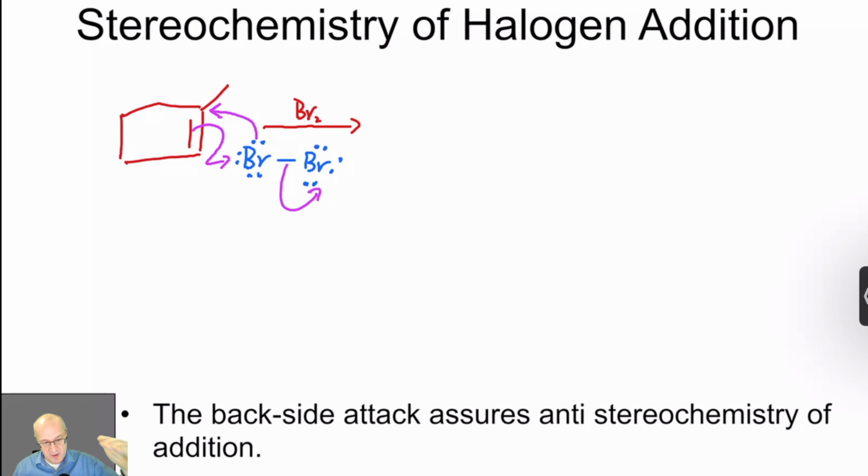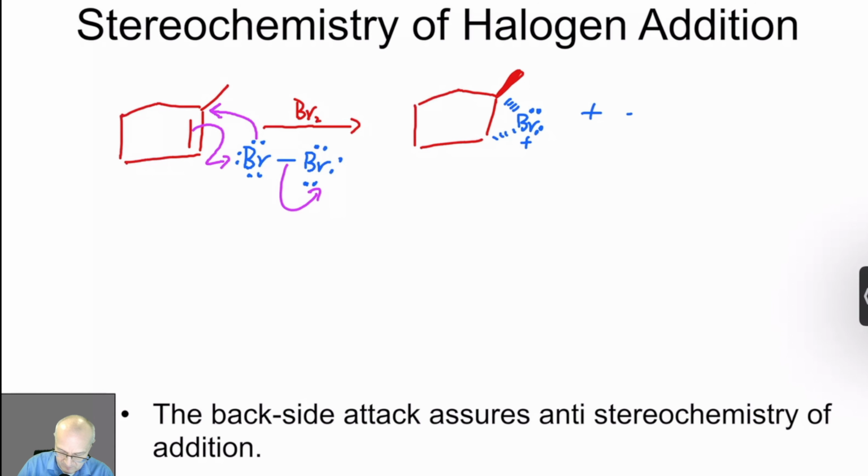If the bromine comes in from the top, the bromonium ion will go up. If the bromine comes in from the bottom, the bromonium ion will go down, and both will form. You'll get a pair of enantiomers. I personally like to draw mine going down. It's personal preference. They could have just as easily gone up. 50-50. So you can most definitely get the enantiomer of this, and you will get the enantiomer of this.